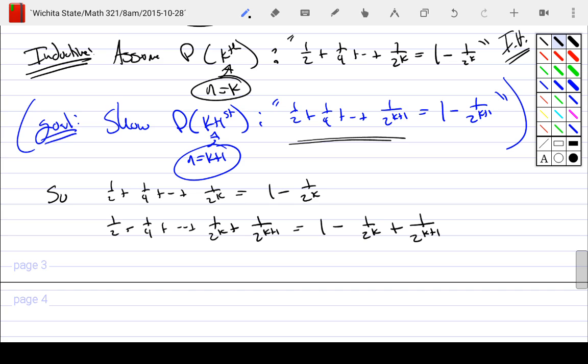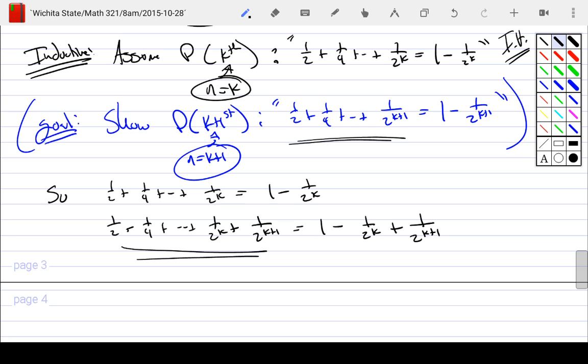Is everybody okay with that? I'm allowed to do that. I can just add things to both sides. Is my left-hand side done? This and this are equal, right? That's fine. The left-hand side is done. What's not done? The right.